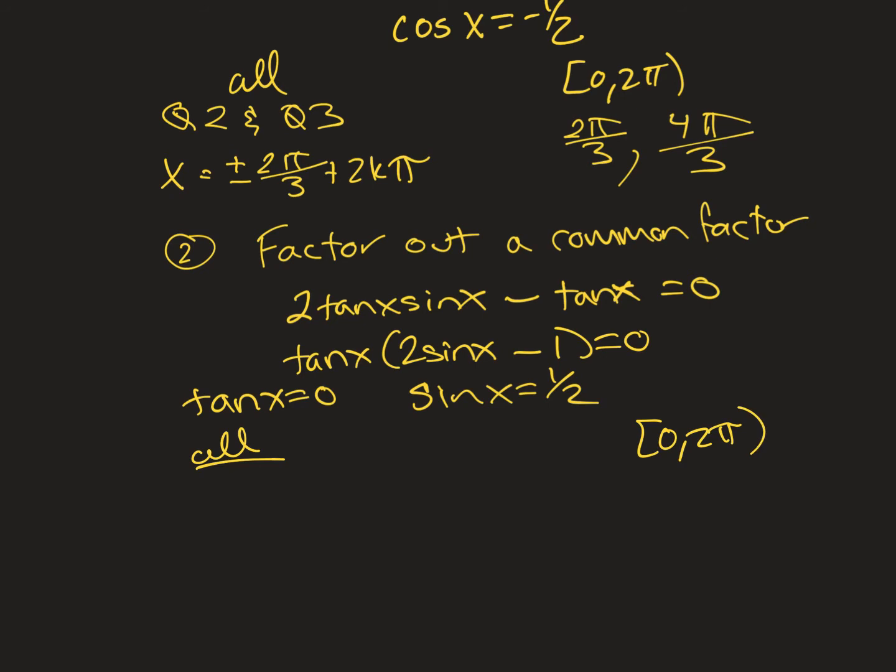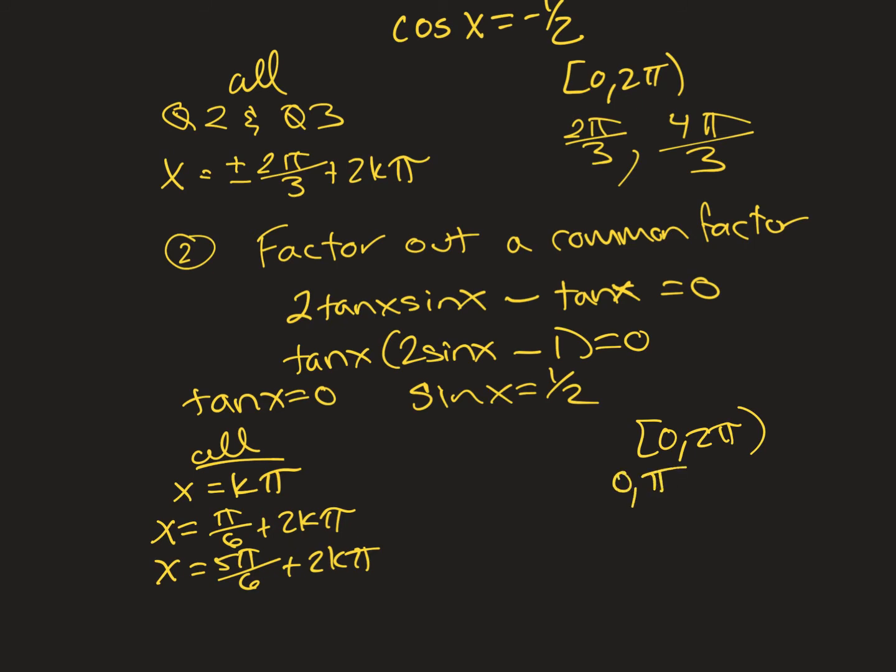So all solutions, tangent is 0 when sine is 0, or when the y-coordinate is 0 if we're looking at the coordinate plane. So this would be every k pi. Sine is 1/2 in quadrants 1 and 2, where sine is positive. Quadrant 1 would be pi over 6 plus 2k pi. And quadrant 2 would be 5 pi over 6 plus 2k pi. And in terms of the angles, if we're just talking about 0 and 2 pi, well, for tangent being 0, it would be 0 and pi. And for sine being 1/2, it would be pi over 6 and 5 pi over 6.